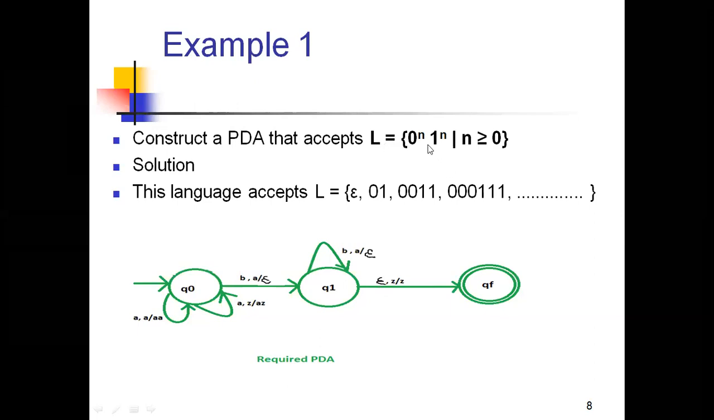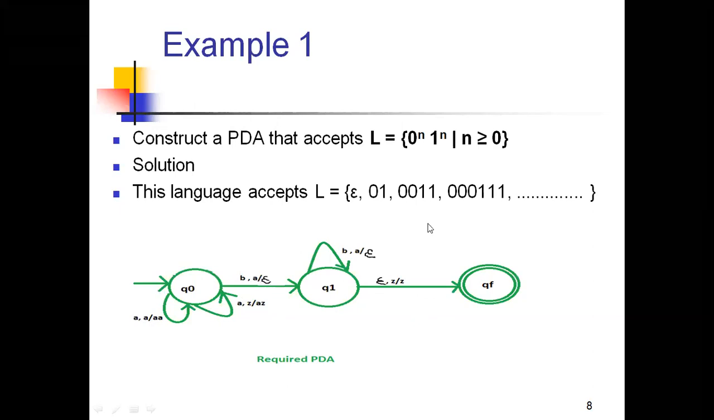L is equal to 0 power n, 1 power n, where n is greater than or equal to 0. And whatever PDA we're having here, this is a default PDA for the acceptance rules of pushdown automata. Here we're having a language of zeros and ones, and this PDA is acceptable for every such language. So just by taking this PDA, in the place of A you need to put 0, in the place of B you need to put ones.